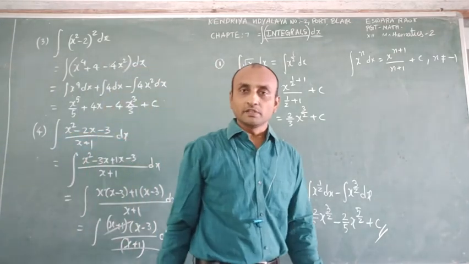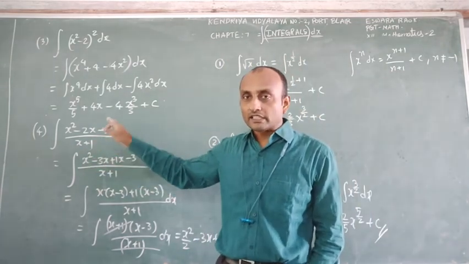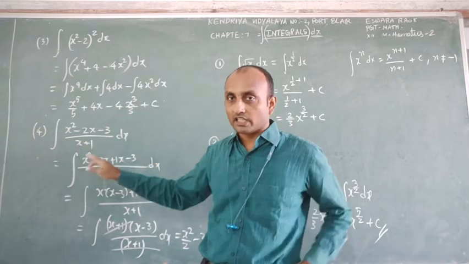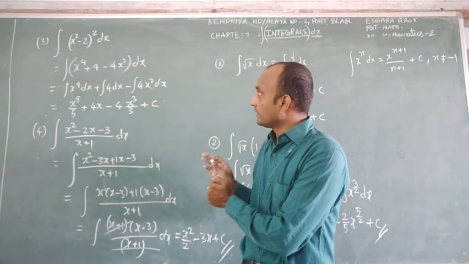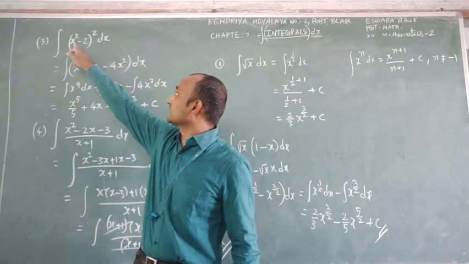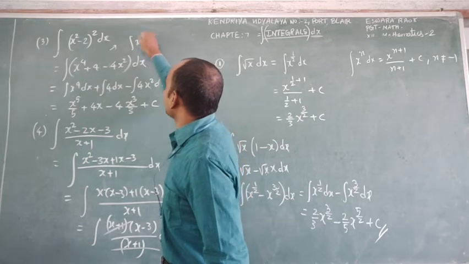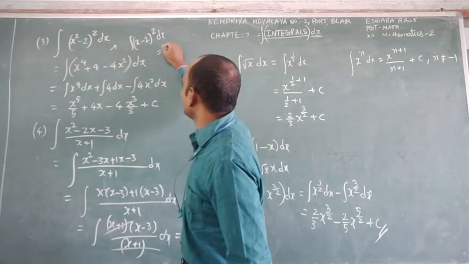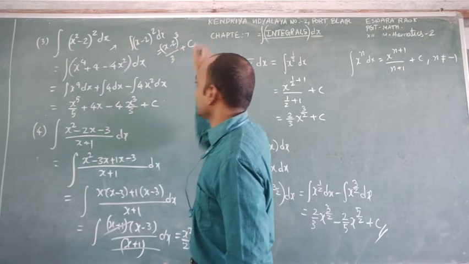These are algebra type questions. Sometimes the numerator by denominator is there. See that the numerator can be simplified in such a way that it can be expressed as individual functions. Okay, so when it is (x minus 2) whole square into dx, instead of opening it, directly you can write (x minus 2) whole cube by 3, plus c.